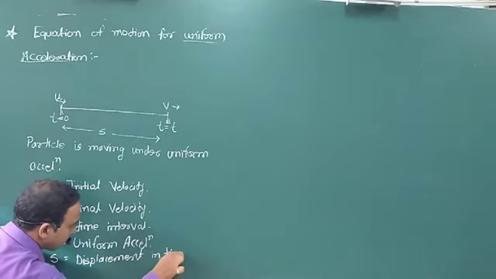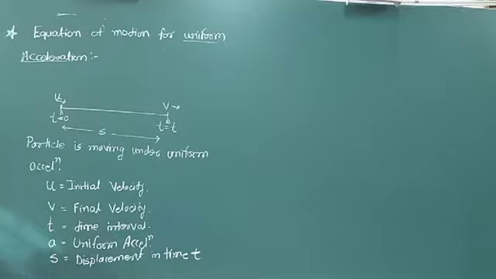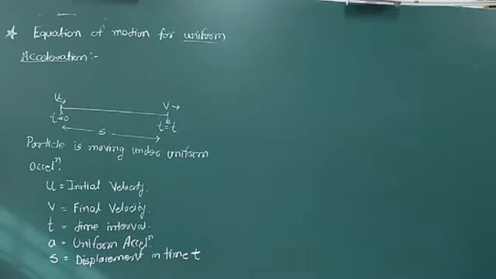In time t. Just observe the diagram. The particle is moving in a straight line under a constant or uniform acceleration. Let u be the initial velocity of that particle. That object is at position A. That means that object is at rest.